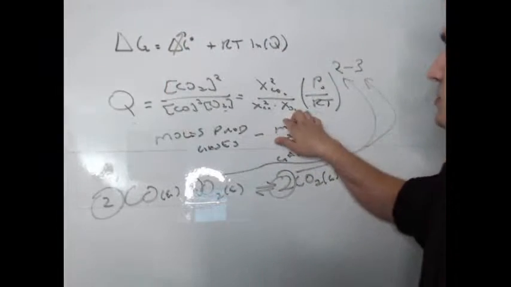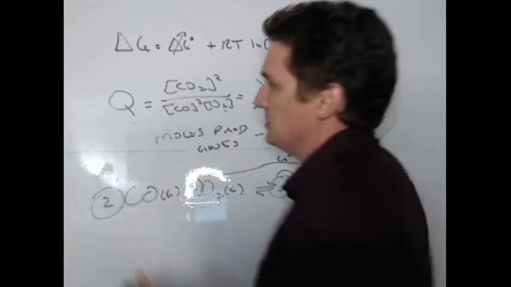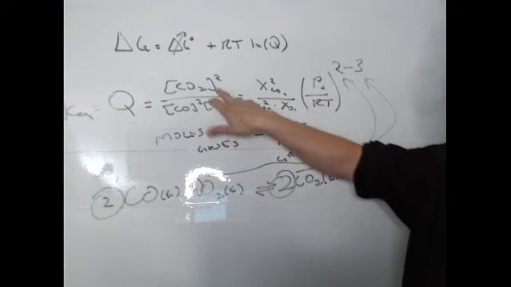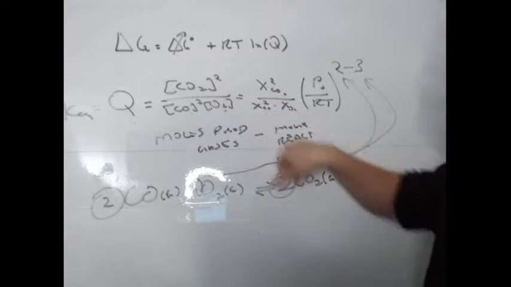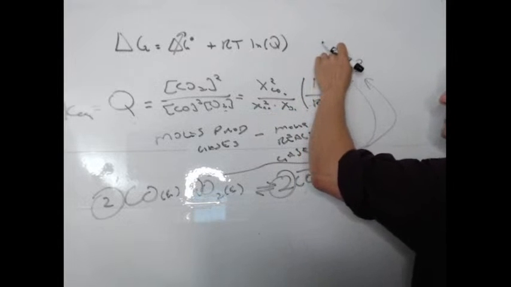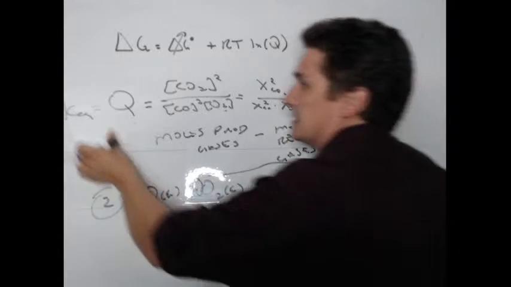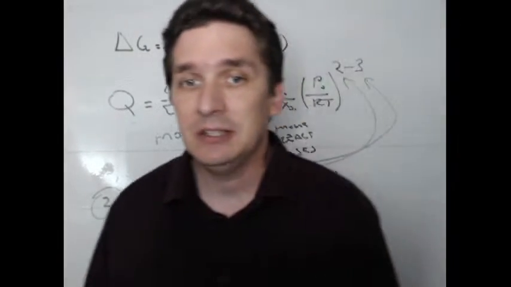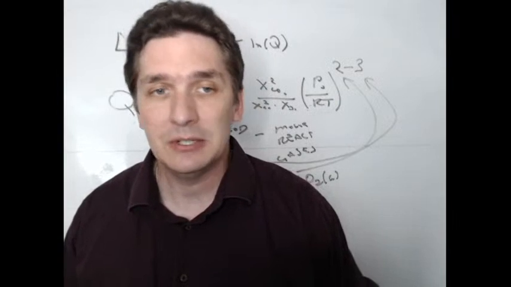But this is just the shortcut for finding the pressure dependence of K_eq. So if I ask you to find the pressure dependence of K_eq, you could take this shortcut: everything that's a gas, replace it with its mole fraction, and multiply it by P naught over T raised to the moles of product gases minus moles of reactant gases. Q is still going to hold the same pressure dependence. It just isn't going to numerically equal K_eq because we're not at equilibrium.